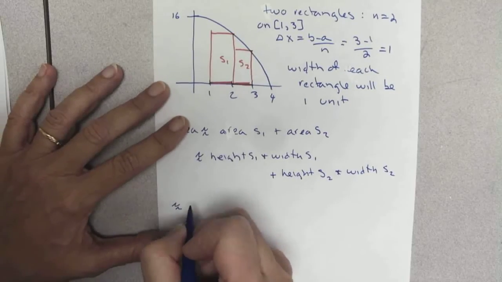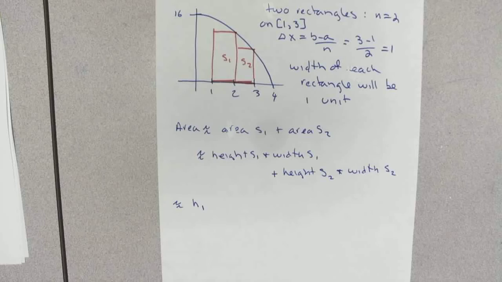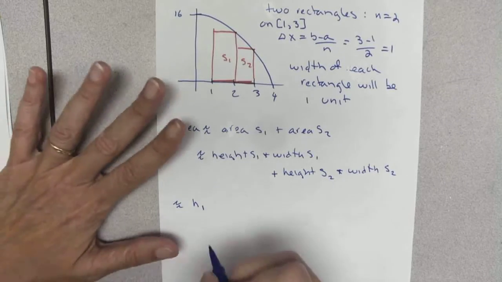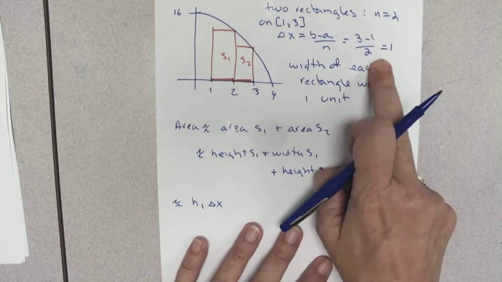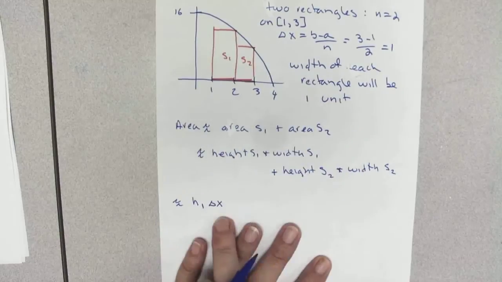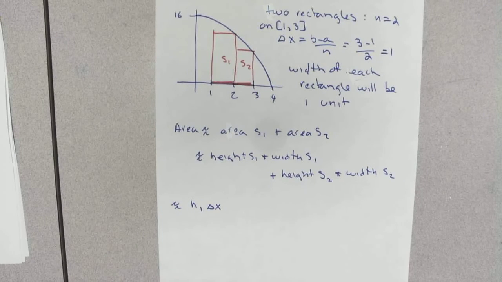And so approximately equal to, and let me just write that height 1 instead of height S1. So just H1 stands for height S1. And then we were told each width was delta x. Now, yes, eventually I'm going to replace the delta x with a 1, but I am kind of building to things we're going to see later on. So I just want to use that delta x for now.